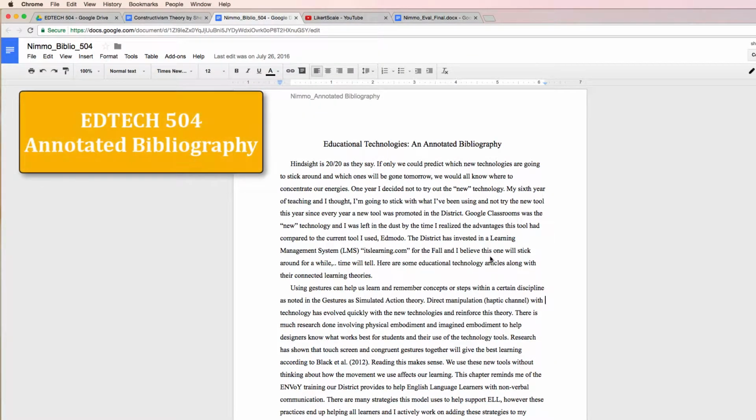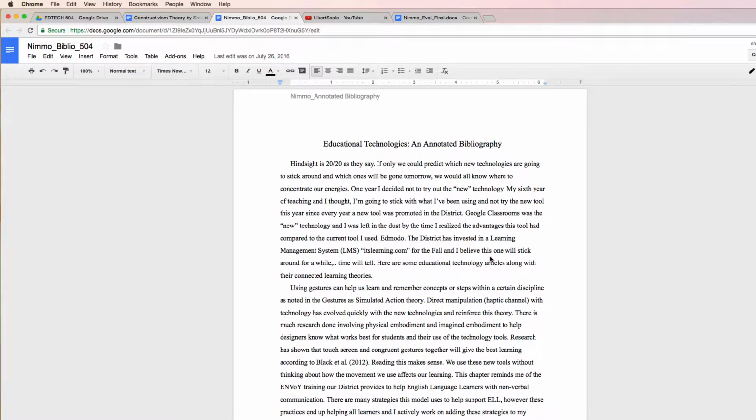The annotated bibliography that I wrote covered many different topics that I found in peer-reviewed articles. One that was quite fascinating was gestures as simulated action theory. I had never considered how much research needed to be done to help figure out how touchscreen and congruent gestures together would give the best learning.